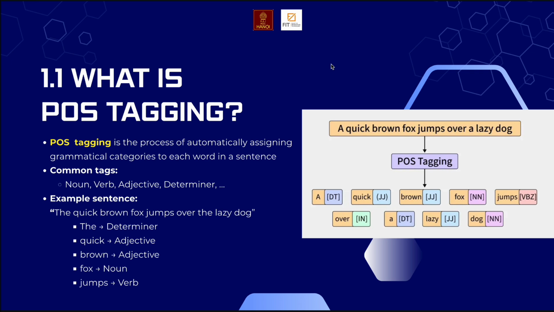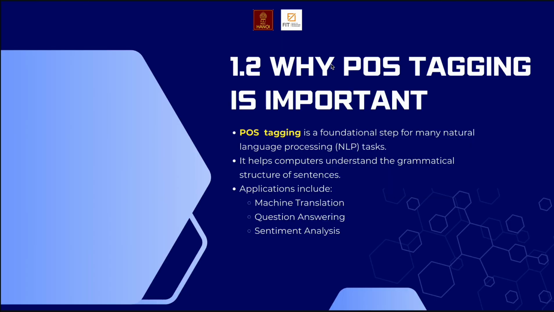What is POS tagging? POS tagging, or part of speech tagging, is the process of automatically assigning grammatical categories to each word in a sentence, such as noun, verb, adjective, and so on. We have an example here. In the sentence, "The quick brown fox jumps over the lazy dog," we might tag "the" as a determiner, "quick" and "brown" as adjectives, "fox" as a noun, "jumps" as a verb, and so forth.